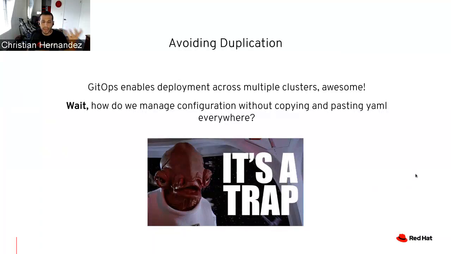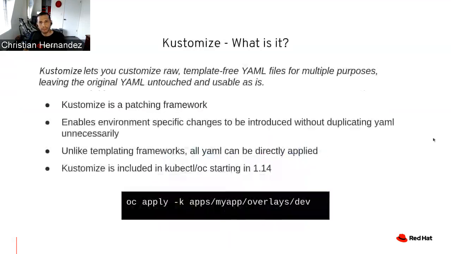So I was talking about before, don't duplicate your YAML, right? With GitOps, the idea is that you have your deployment across multiple clusters, but how do you manage configuration without copying that same YAML everywhere? How do I have a deployment for dev and a deployment for production that differ but don't copy the same YAML? This is where Kustomize comes into play.